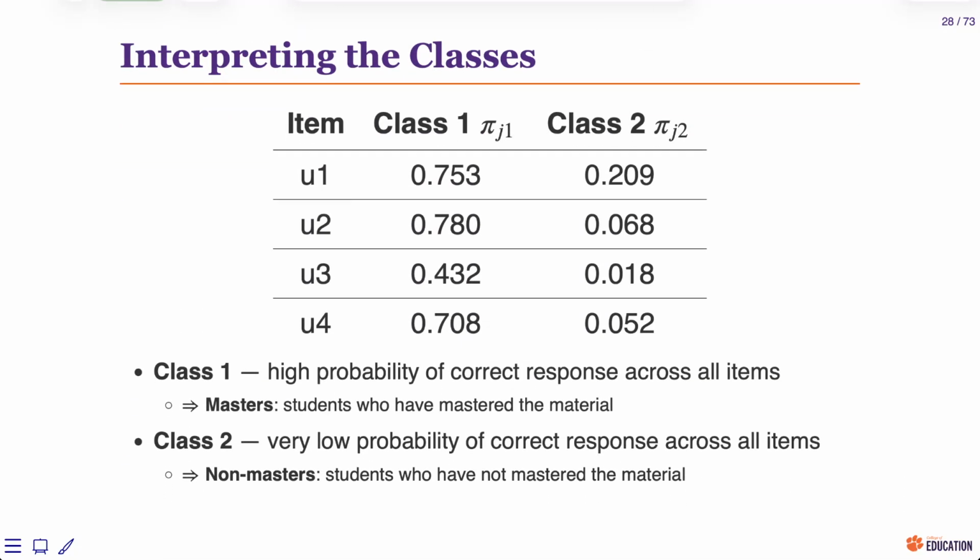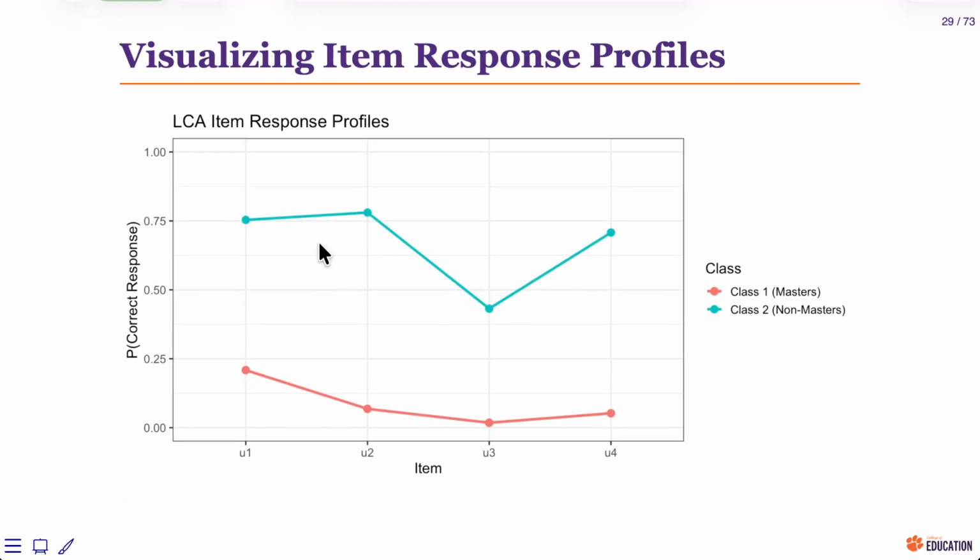Now, here's where it gets interesting. How do we determine which class means what? Here we take a look at each of those class-specific item response probabilities. This is the probability of a successful item response for each class. Actually, this label's backwards, of course. The blue line are people in class 2. These are people who have a high probability of answering the item correctly. You'll see in class 2, each of those probabilities for each item is higher than in class 1.